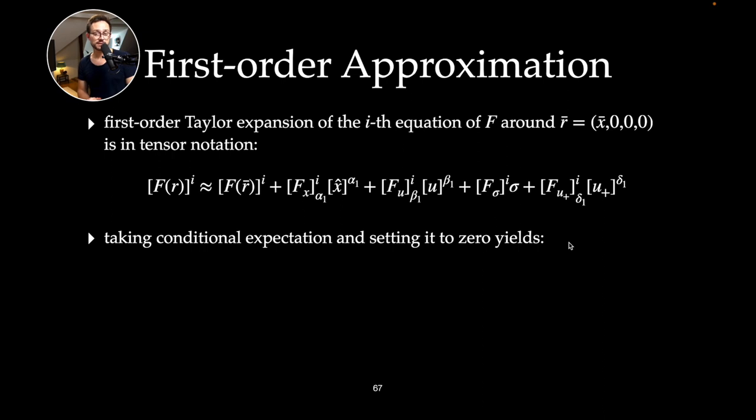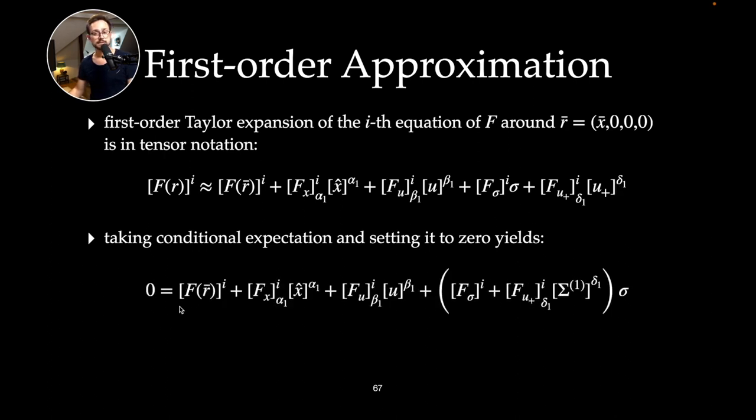Now, taking the conditional expectation and setting it to zero, what is in the information set? x is in the information set, u is in the information set, sigma is in the information set, but not u plus. But we know that u plus is sigma times eta plus, and we can then form the expectation on eta plus. So this would correspond to this. Okay, so we have f sigma times sigma, and here we have sigma times the expectation of epsilon plus, and this is denoted by this sigma 1 matrix. Okay, so this is the first order approximation in tensor notation.